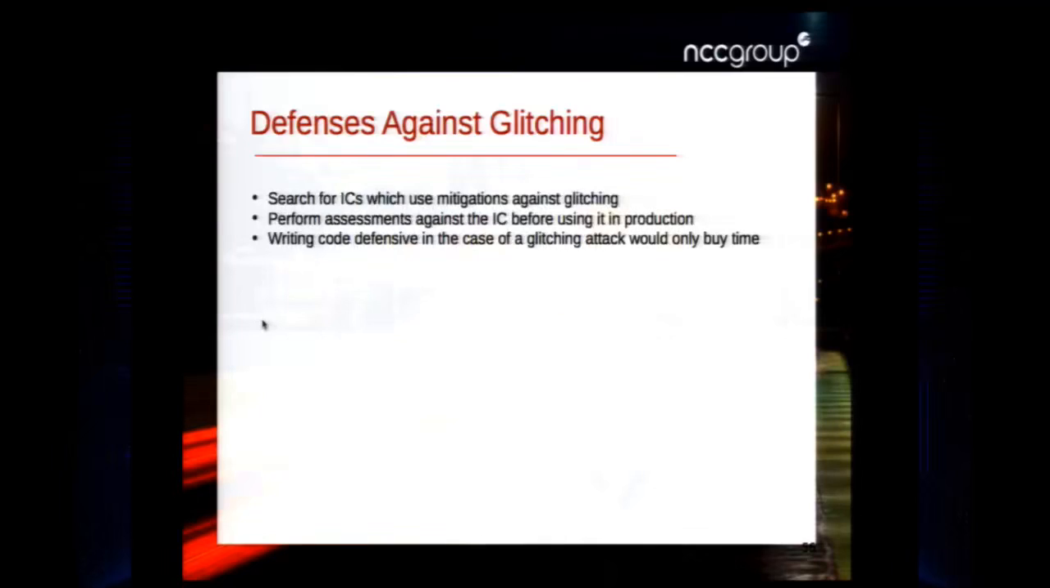So if you're a vendor, you want to search for these ICs, and you should definitely try to test against it. If you write code to defend against these types of attacks, at the end of the day, you're really just going to be buying time if your devices are vulnerable to glitching attacks.